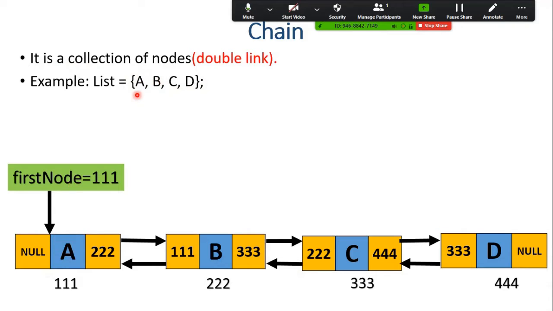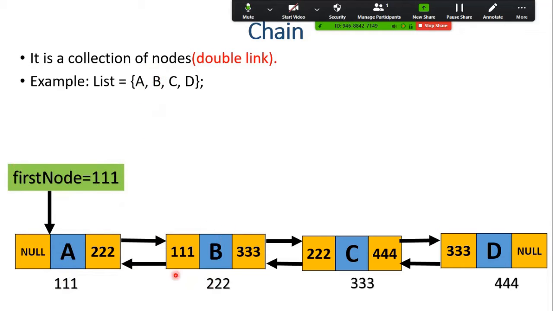I have taken this node A. I am placing A in the data field of the first node, with the address 111. In this node A, the left link is null and the right link is 222. What is this 222? It's the address of the next node. What is the next node? The B node. The address of the B node is 222. And I have taken one pointer for this first node to keep track of the chain. That will always point to the first node.